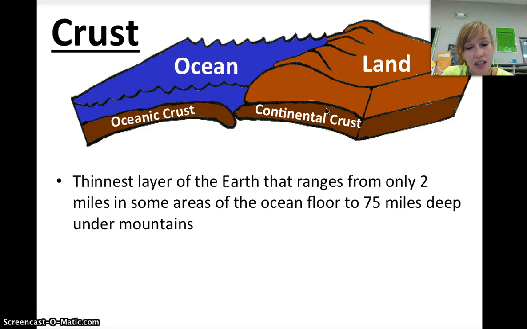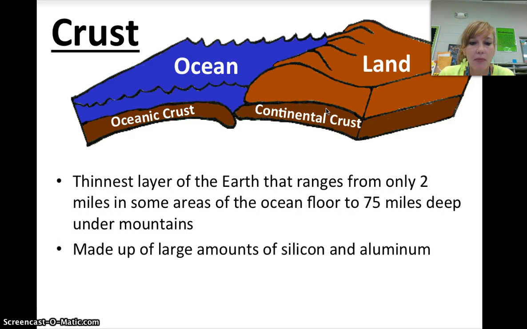And these are things I'm saying, and then things that are written on the slide here are things that you would want to write down inside your flap where it says description. You don't have to write them word for word. You can shorten them into your own words as long as you know what it said when you look at it later. The crust is made up of large amounts of silicon and aluminum. Those are the two main minerals that our crust is made of.